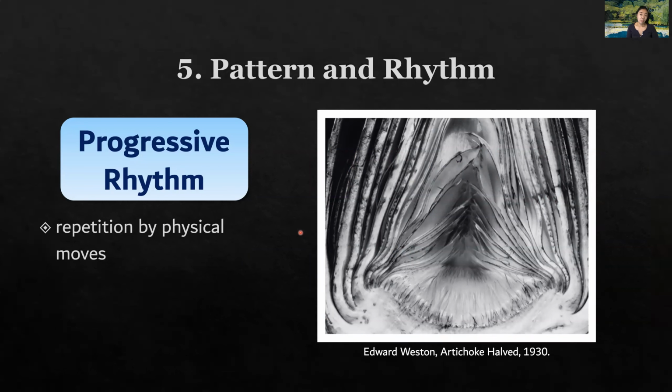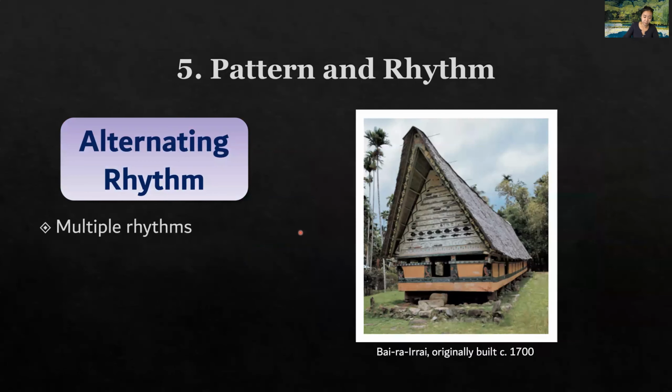And the progressive rhythm: repetition that regularly increases or decreases in frequency creates a progressive rhythm as the eye moves faster or slower across the surface of the work. For example, capturing slow motion of photographs.